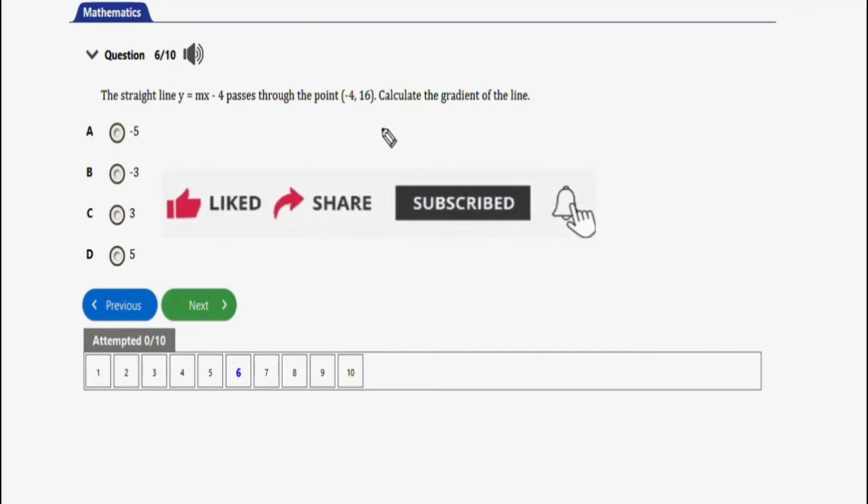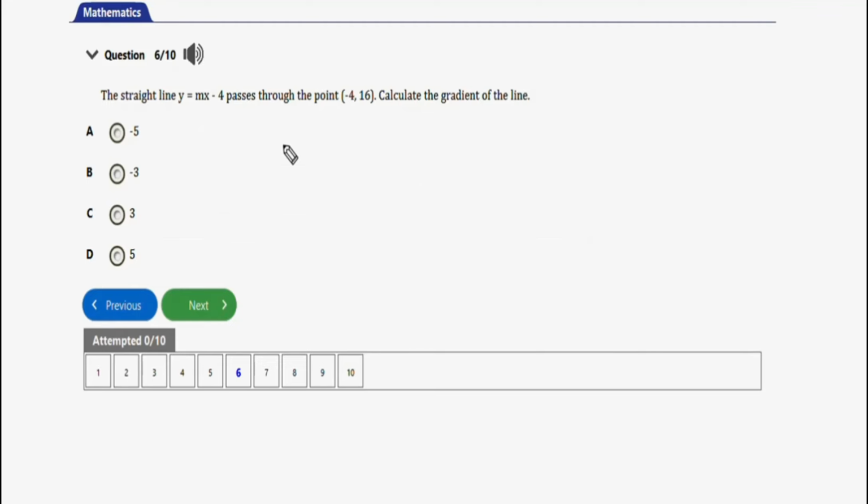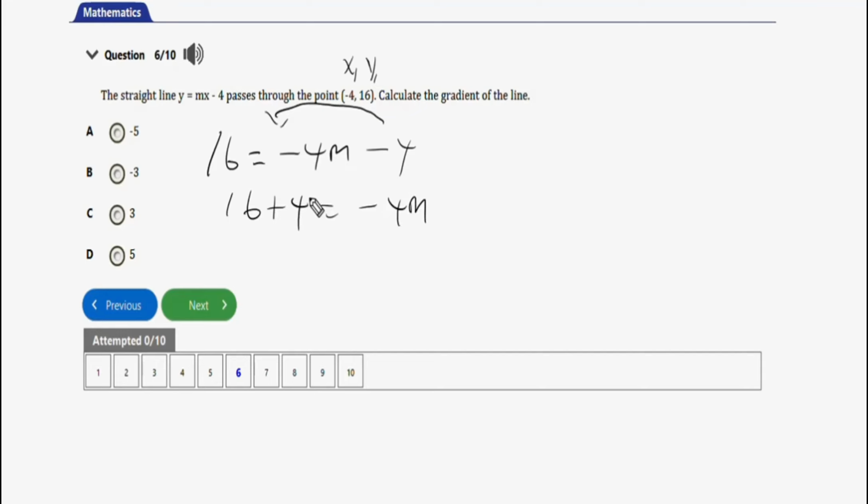Alright, so let's solve this. Here we are looking for the gradient of the line. So these are x1, these are y1. So from this equation we have our y is 16 equals, we are looking for the value of m. So our x is minus 4m. Okay, we have minus 4. We want to make m the subject, so the formula, this will cross over and change to plus. We have 16 plus 4 equals minus 4m. So we have 20 equals minus 4m.